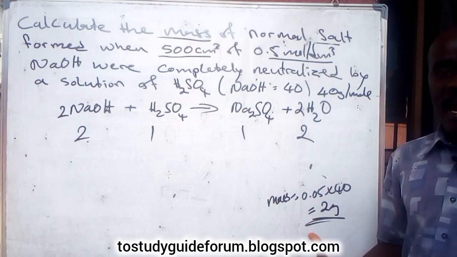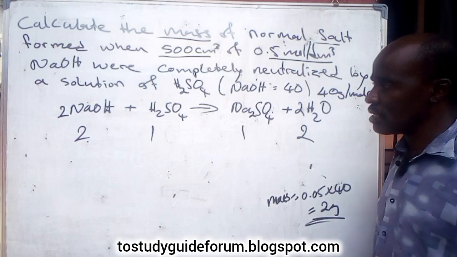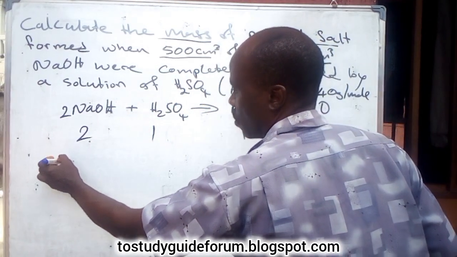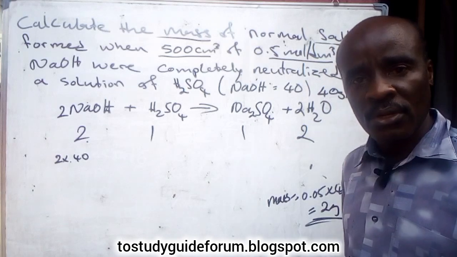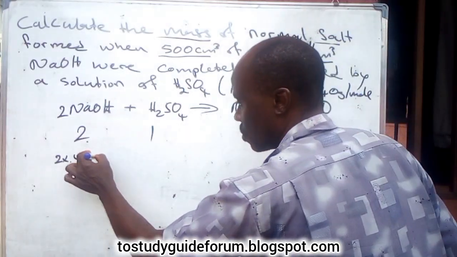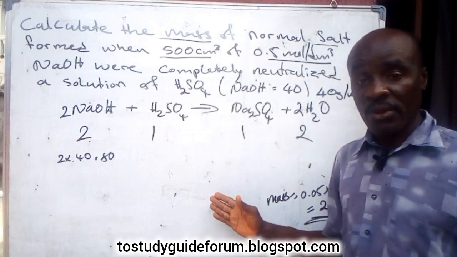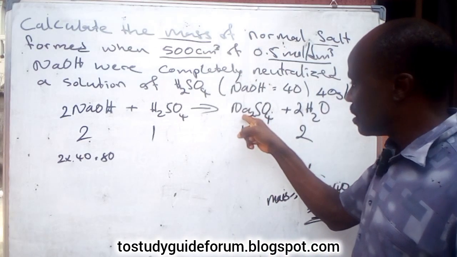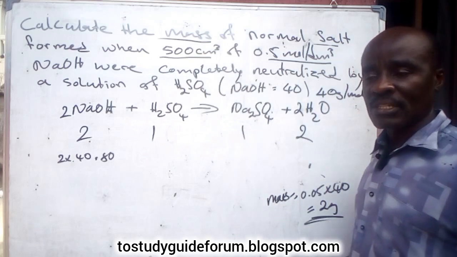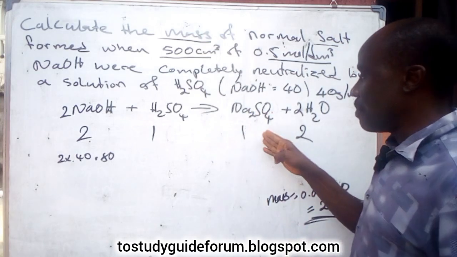Now, if we're looking at the mass, what it means is that 2 moles, the number of moles times what? Molar mass, because molar mass of sodium hydroxide is what? 40. That will be equal to what? 80. Now, because that's what we are looking at now. And then, from there, we will get the molar mass of these two, the mass that is reacting.